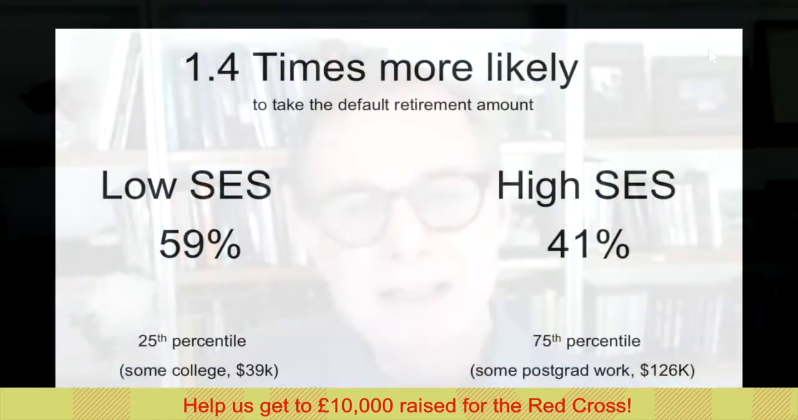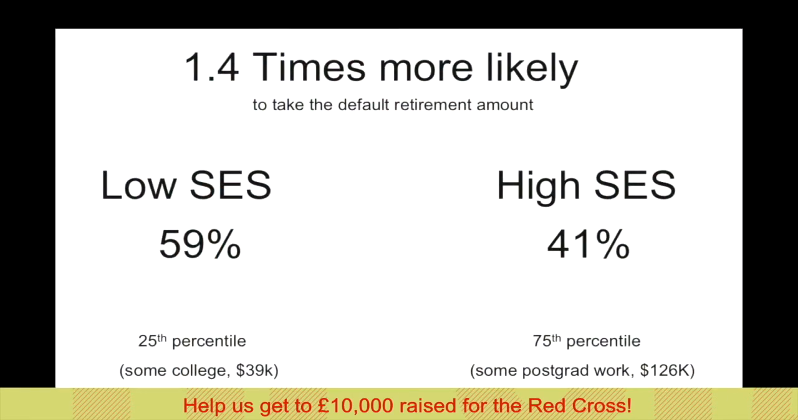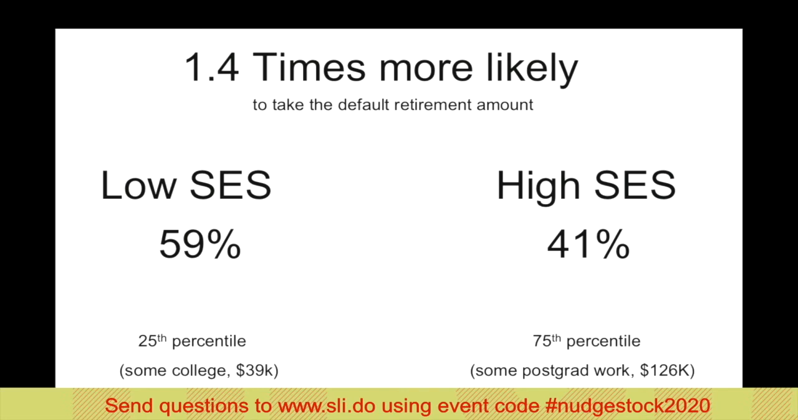People who were in the bottom 25th percentile of socioeconomic status took the default 59% of the time. Those who were higher in SES took the default much less, 41% of the time. There's almost a 50% difference in default taking for the people who are poorer than the people who are richer. And just to give you a flavor of this, let me tell you a little bit about people in each of those categories. The 25th percentile people had started college but never finished. They didn't even have an associate's degree. They made about $39,000 a year for family income.